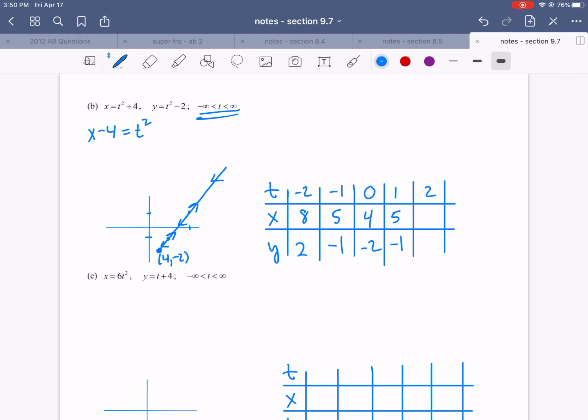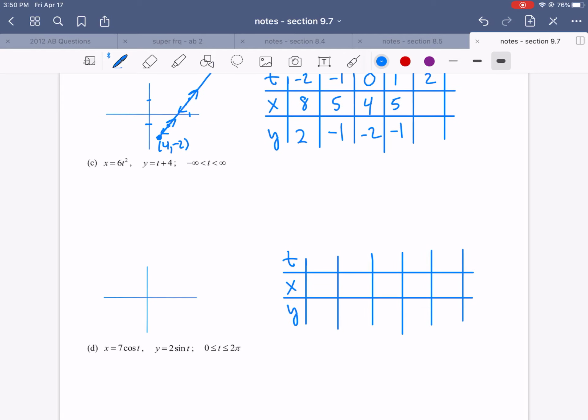And what I notice is that t squared is exactly what I have to plug into my other equation. So y is equal to t squared minus 2, and I'm just going to replace t squared with x minus 4, minus 2, which means that y is going to equal x minus 6. And you'll notice that that is a linear function, and the graph that we put down on our paper is a line, so that would make sense why we would get a linear equation.